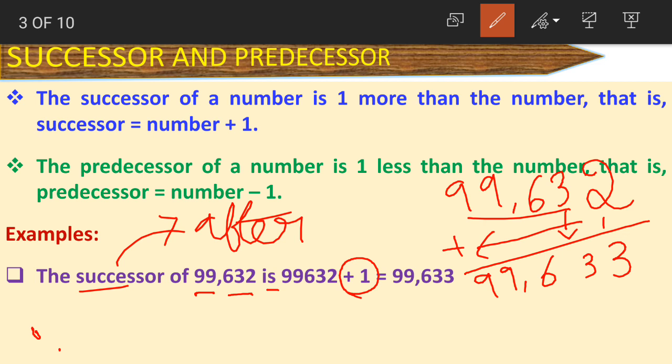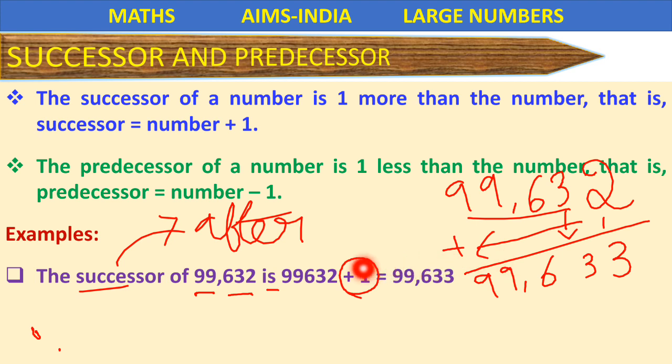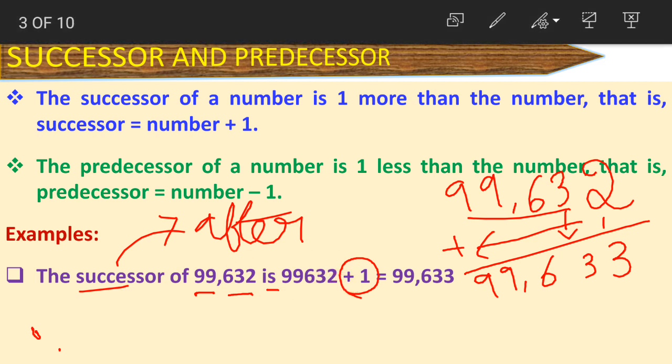99,633. Is it clear, children? What did we do here? We found out the successor. And how did we do that? We did that by adding 1 to the given number.